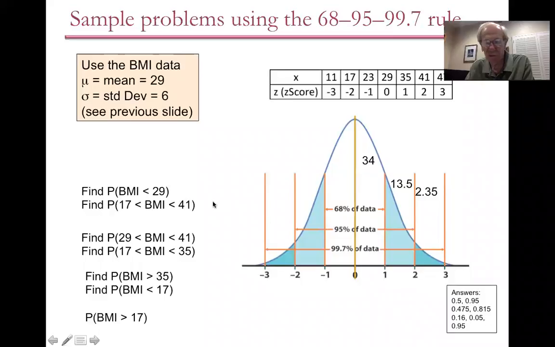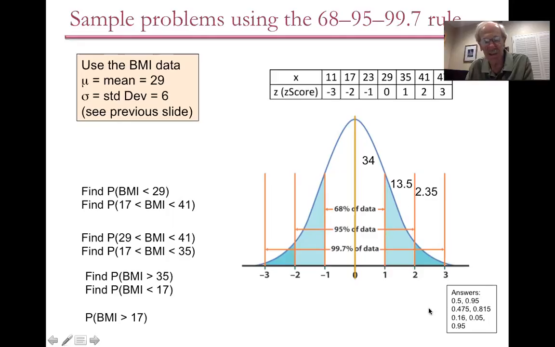29 to 41. Oh no, 47.5. My bad, I'm sorry. It's just 34 and 14.5. Okay, I'm getting ahead of myself. Okay, 29 and 41. 29 is 0, 41 is 2. So that's these two, and that's 47.5.